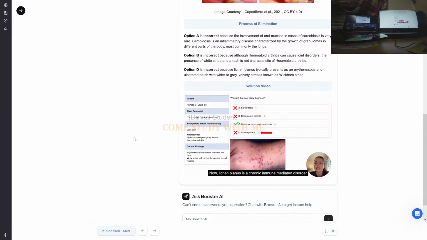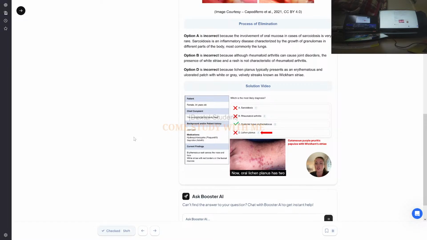Now, lichen planus is a chronic immune-mediated disorder that can be cutaneous or mucosal, with the mucosal being more of a chronic condition than the cutaneous. The cutaneous form of lichen planus presents with these purple papules with lacy white lines known as Wickham striae. So that's what we're seeing in this picture. These are typically found on the wrist, lumbar region, and the shins.